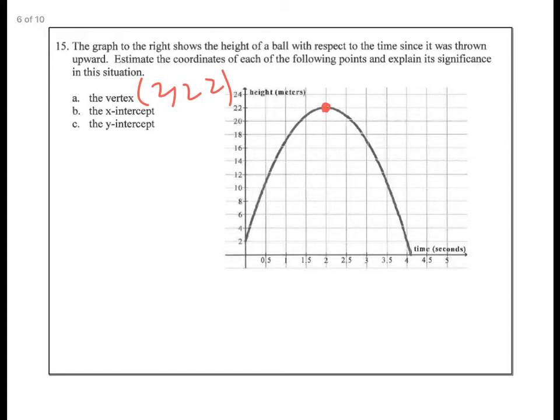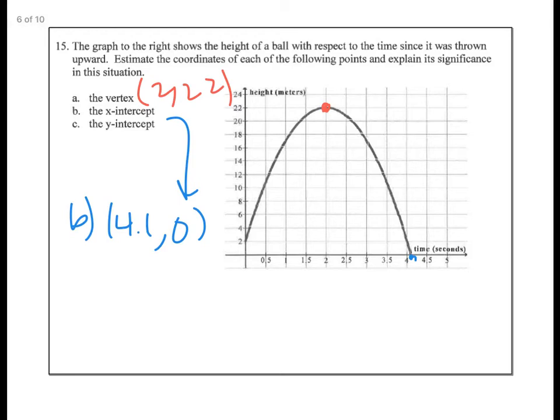Okay, x-intercept is where I cross the x-axis, that's here. X is about, I'm going to draw that down here, so for B, it's about 4.1, y would be 0 there. So if x, which is time, is 4.1, that means it took 4.1 seconds for the ball to hit the ground, for the ball to be at a height of 0 meters.